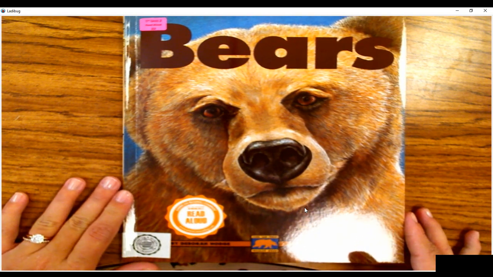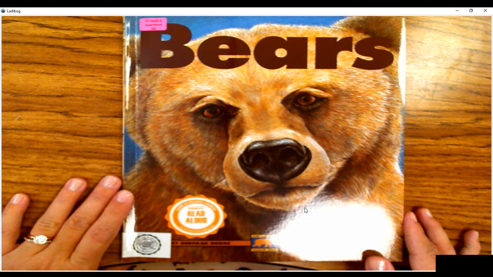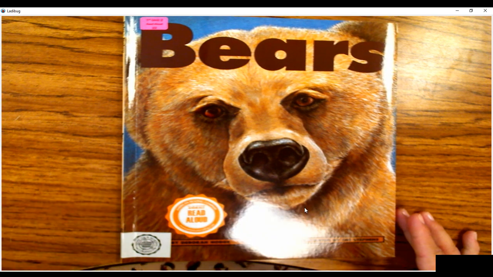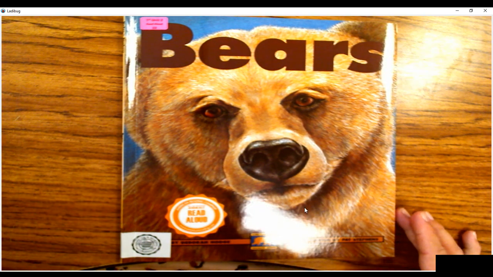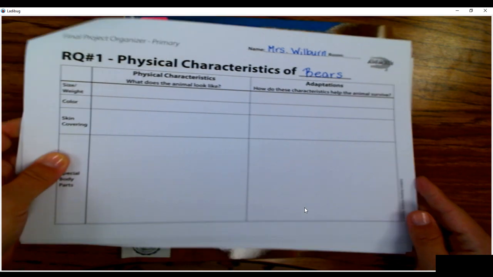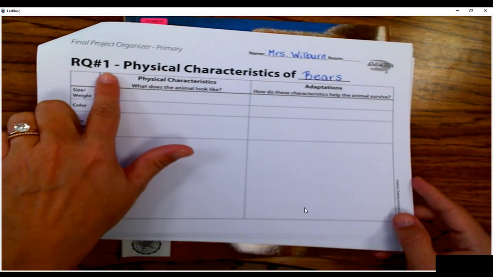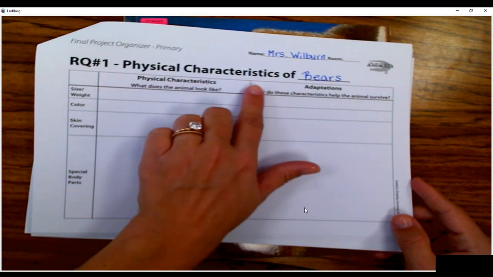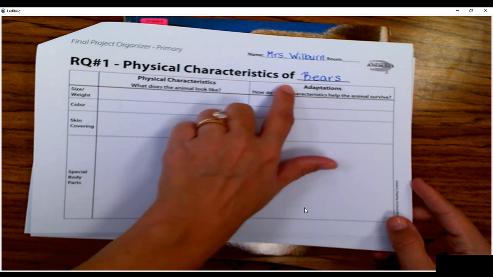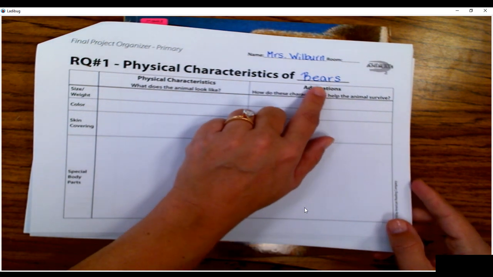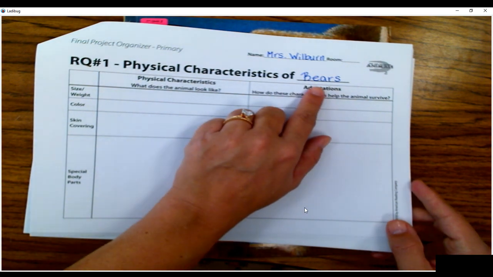So this is the book I've chosen about bears, and I'm going to be looking in this book to see what information I can find about the physical characteristics of bears. Then we're going to be using our final project organizer for research question 1, which is physical characteristics of, and I put bears, because I'm researching about bears. You're going to be researching all about wolves.